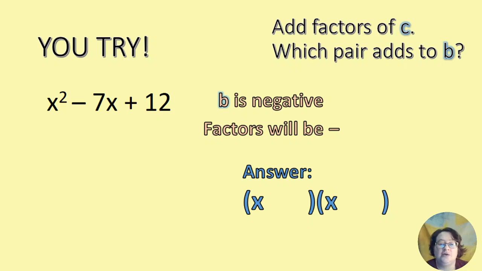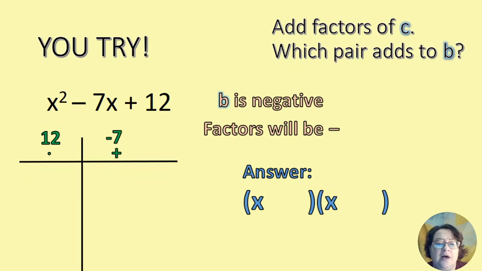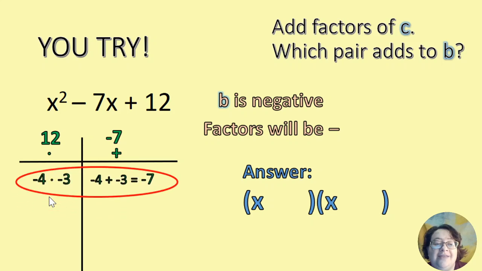All right, so you should have your answer to this one. Let's check it and see if we are right. We draw out our table with 12 above our multiplication sign, negative 7 above addition. And we find our factors. When you get down the list, we have, let's see, negative 1, negative 12, negative 2, negative 6, negative 3, negative 4. And that's the set that multiplies together to get 12. And negative 3 plus negative 4 equals negative 7. So that is our answer.